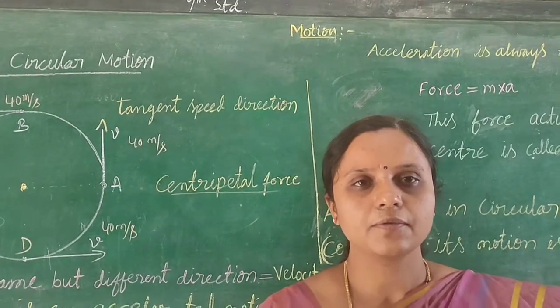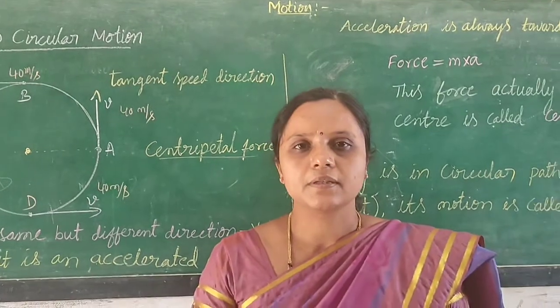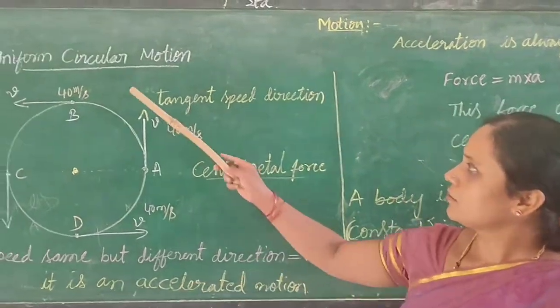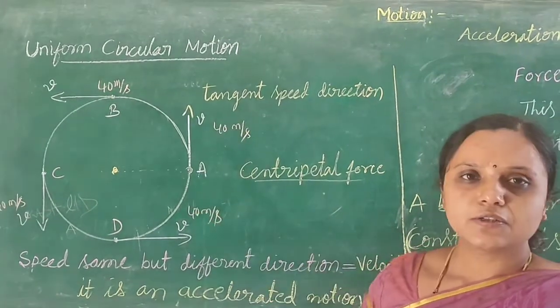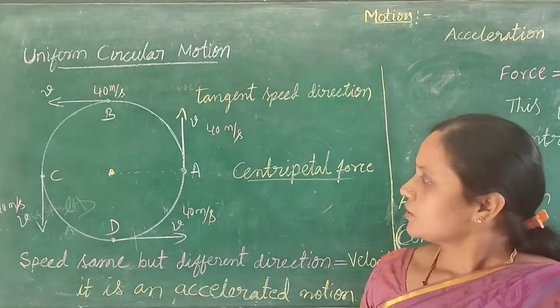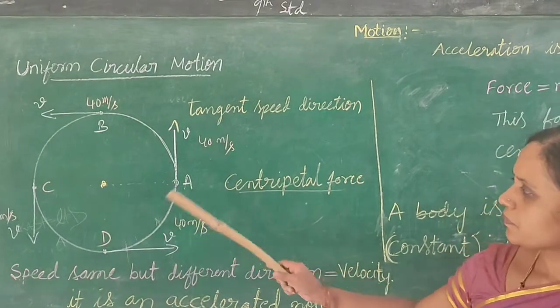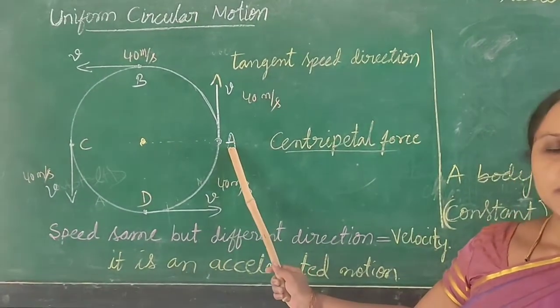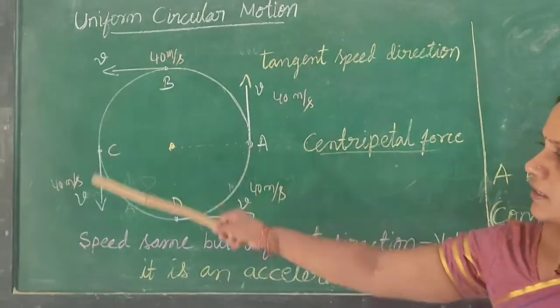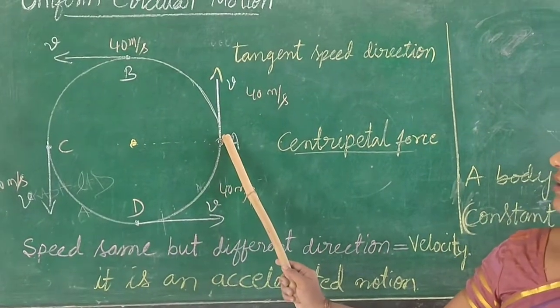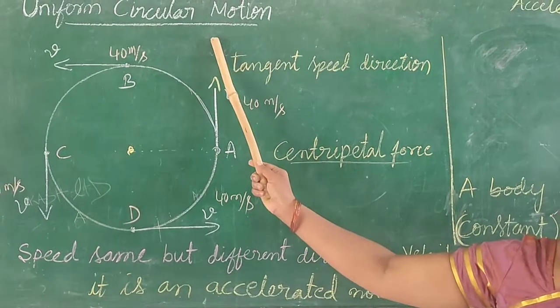Students, now we are going to the last concept, that is circular motion. How is circular motion introduced? Students, you can look at this one. Consider a body at point A. The body that moves in a circular path is called circular motion.